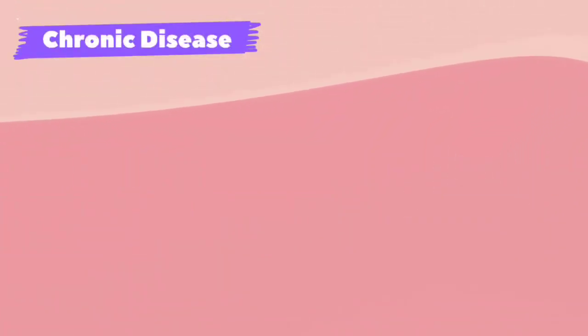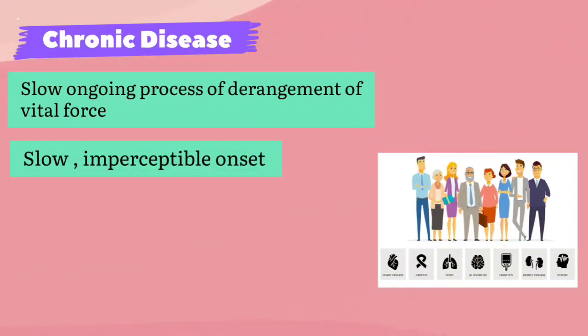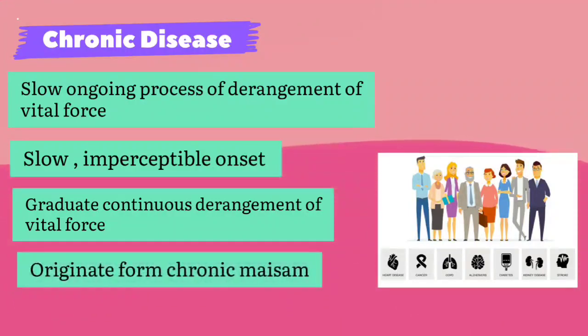While chronic diseases have following characteristics. They have a slow, ongoing process of the derangement of the vital force. They usually have a slow, imperceptible onset, and it can cause gradual and continuous derangement of the vital force. These diseases usually originate from some or the other chronic miasm.